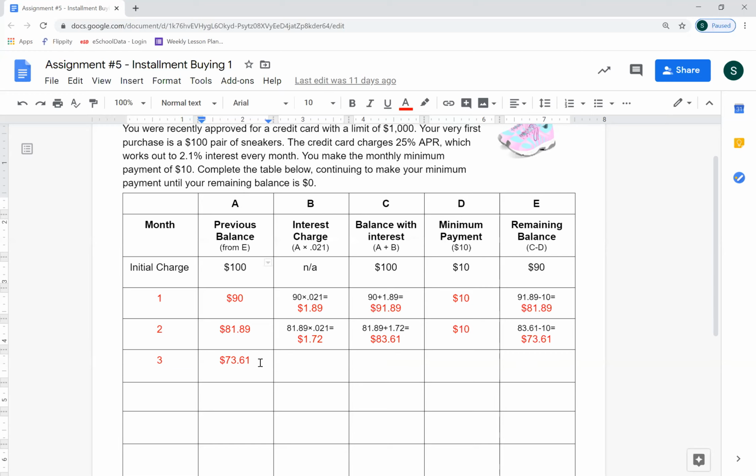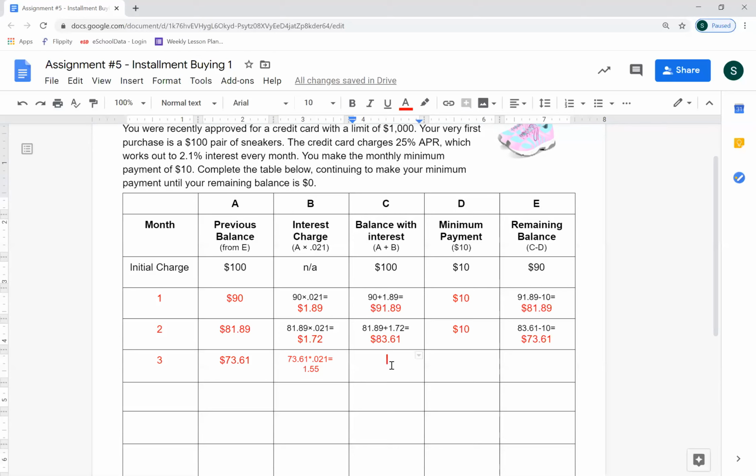So month 3, we have $73.61 left to pay off. To figure out the amount of interest that's going to be charged on this balance, I want 2.1% of that. So I'm going to do $73.61 times 0.021, which gives me $1.55. It bumps up because of rounding.